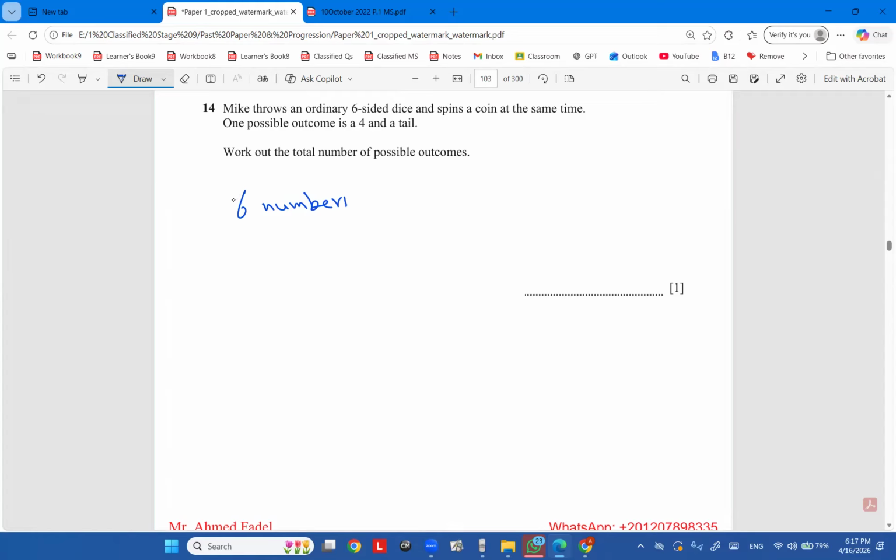Each one of them is going to happen once with the tails and once with the heads. So for example, you're going to find 1 head and 1 tail, then 2 head and 2 tail, then 3 head and 3 tail, and so on. So I'm going to have the 6 numbers, but each one of them is repeated twice. So it is 12 options or 12 possible outcomes.